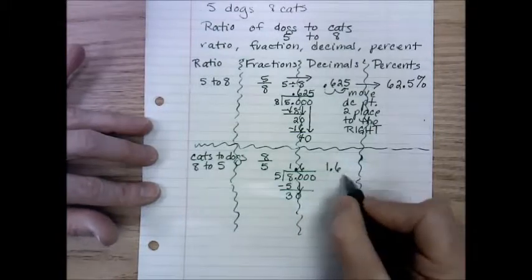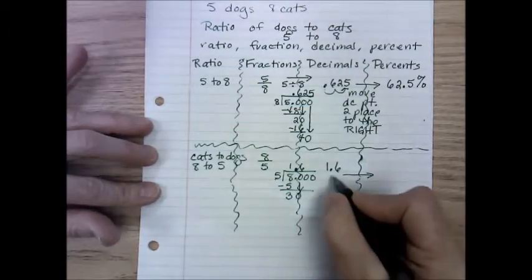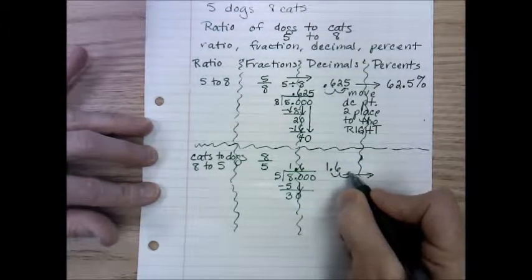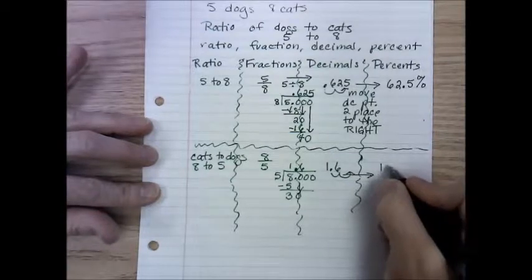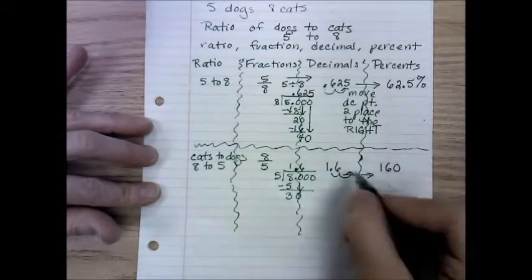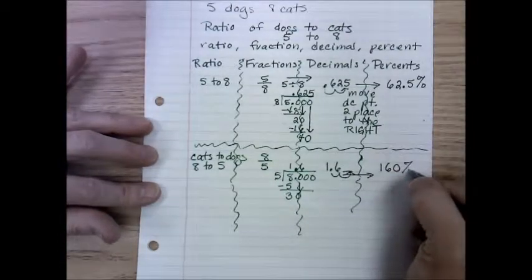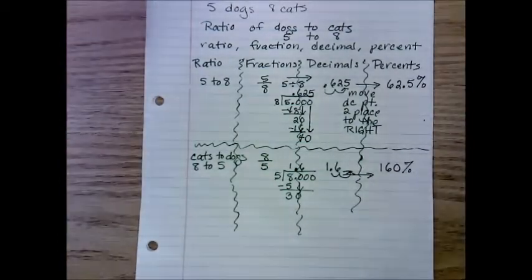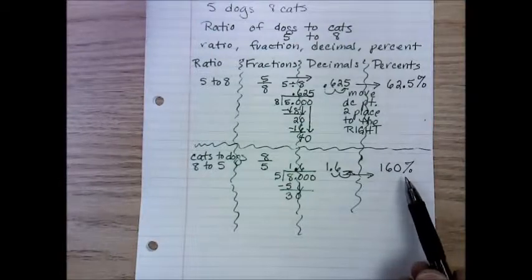To change 1.6 to a percent, we have to move the decimal point 2 places to the right. So that would be a 1 6, and with this extra space here, we would add a 0, and that would be 160%. Sometimes your percents will be more than 100%.